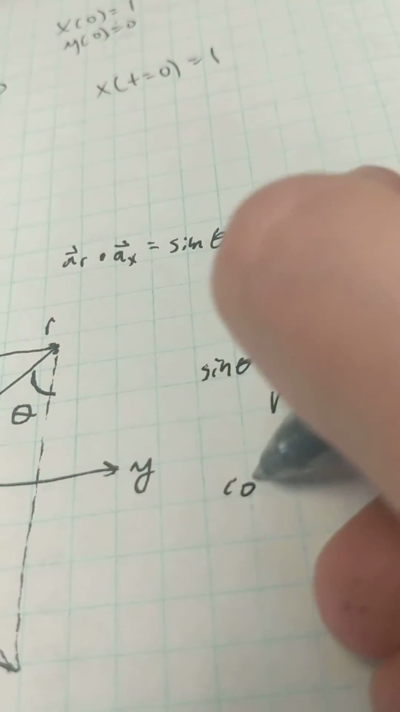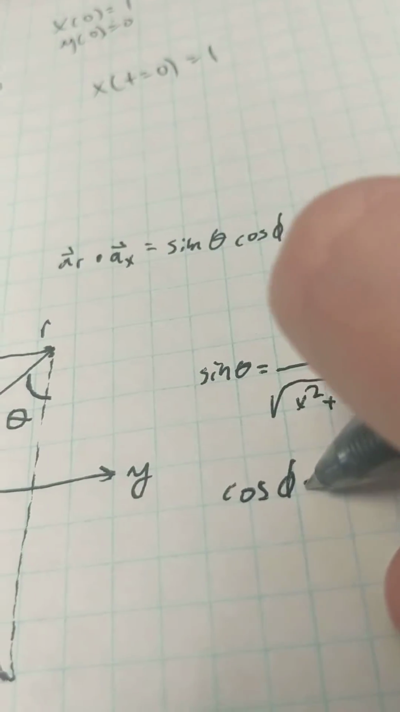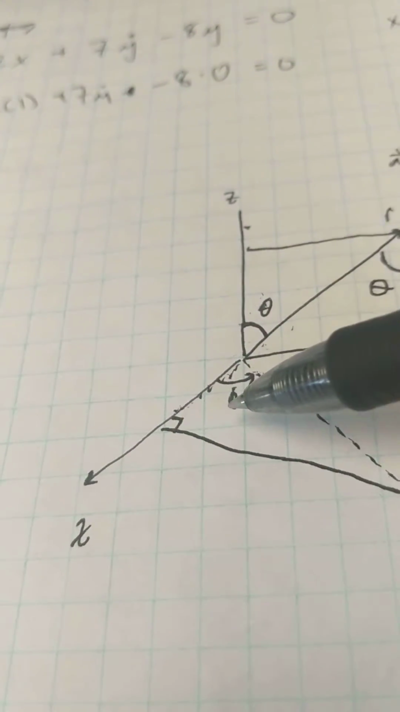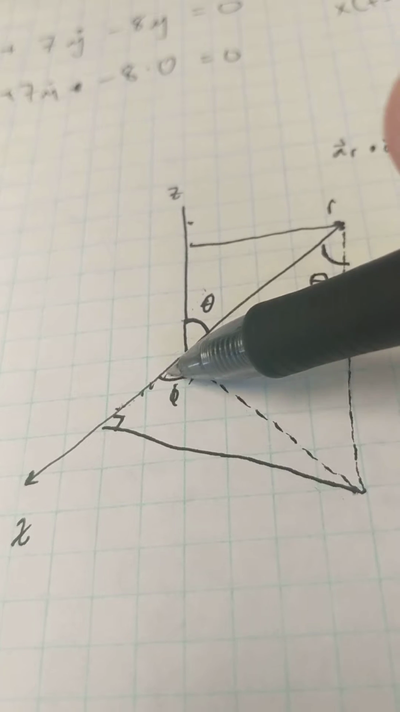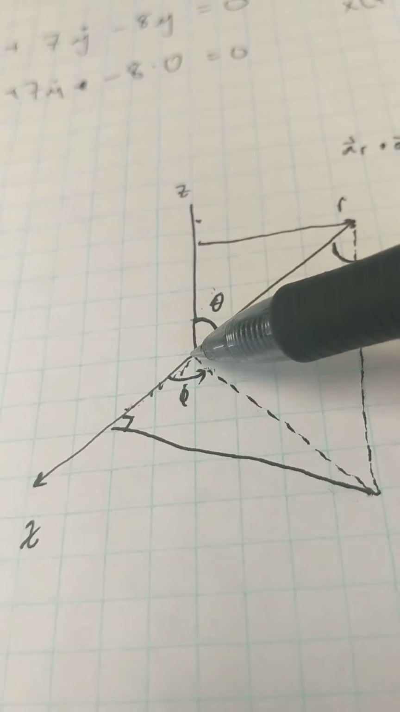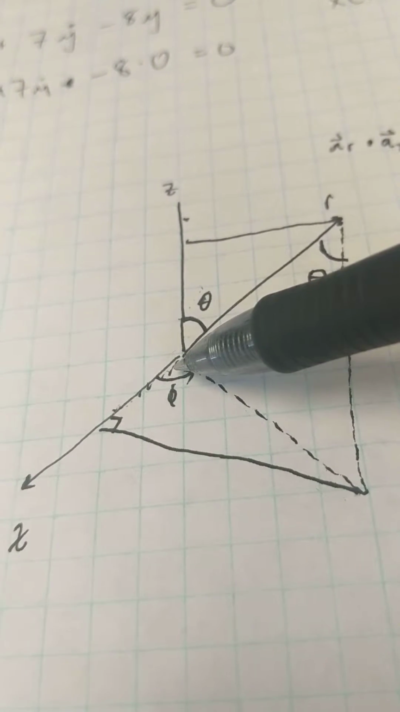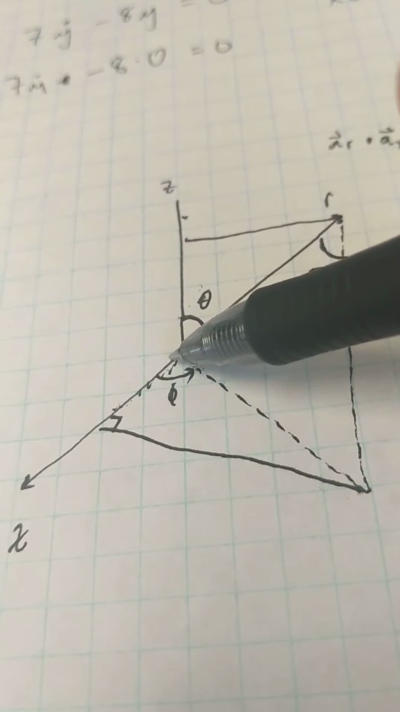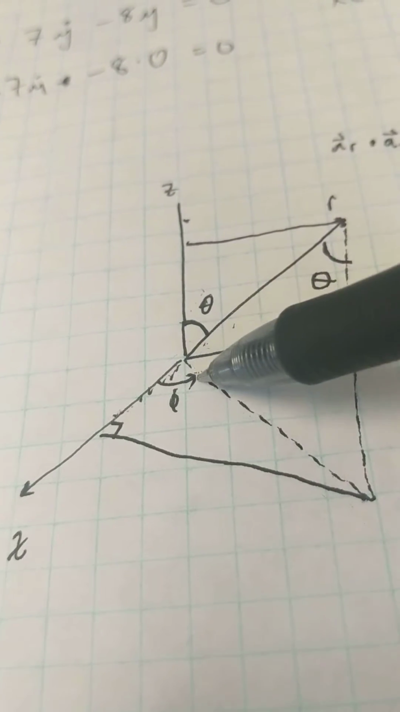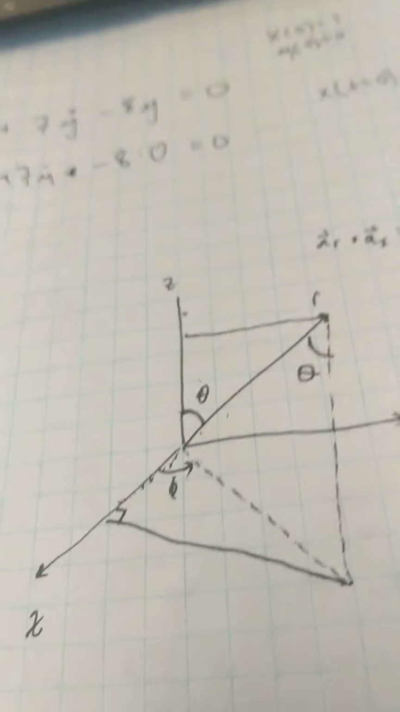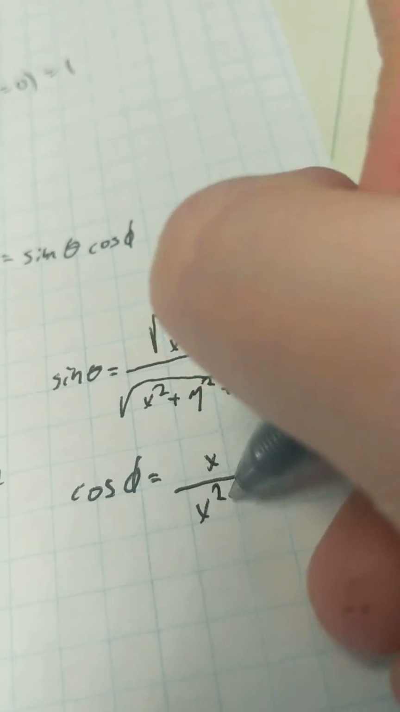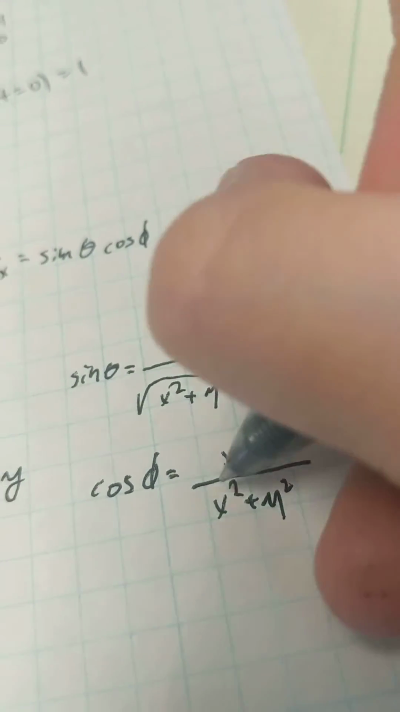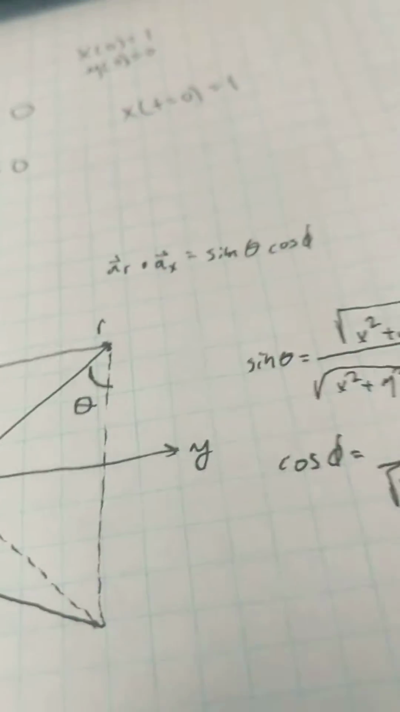Next thing we want to do is cosine of phi. The cosine of phi is just going to be x over, it's the adjacent side length over this thing, we call this thing the hypotenuse now. So this is going to be x over the square root of x squared plus y squared.